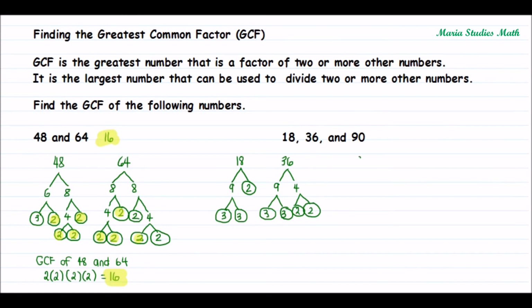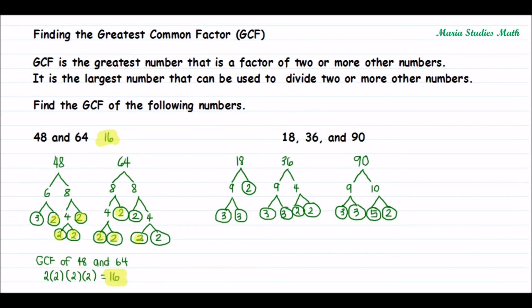Next one, 90. 90 can be factored as 9 times 10. And 9 can be factored as 3 times 3, so these are prime numbers. And for 10, we can still factor it as 5 times 2. And 5 is a prime number because the only factors of 5 are 1 and itself.